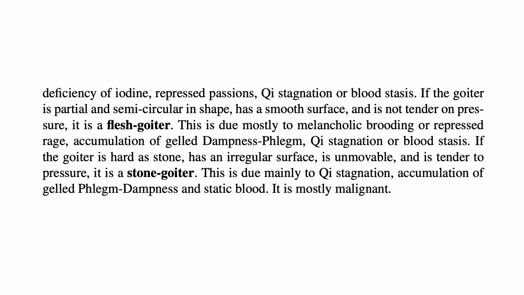If the goiter is hard as stone, has an irregular surface, is unmovable, and is tender to pressure, it is a stone goiter. This is due mainly to chi stagnation, accumulation of phlegm, dampness, and static blood. It is mostly malignant.